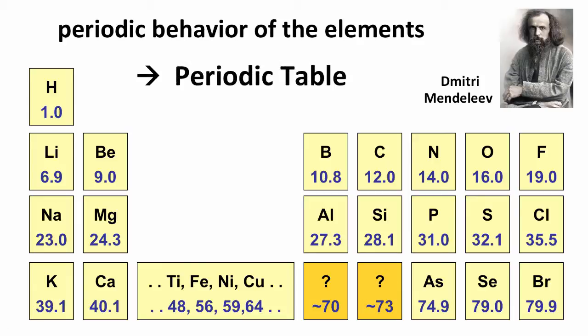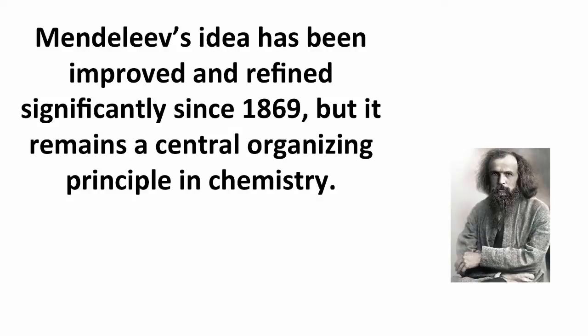And it turned out, well, one thing is this was the first periodic table, and then the other thing was, not too long after this, the elements gallium and germanium were found in 1875 and 1886 respectively, and they were found to have properties very similar to what was predicted by Mendeleev in his periodic table. So this was a huge success in terms of explaining the arrangement of the elements, or at least organizing the arrangement of the elements. Now, Mendeleev's idea has been improved and refined a lot since 1869, but it's still a really big organizing principle in chemistry.